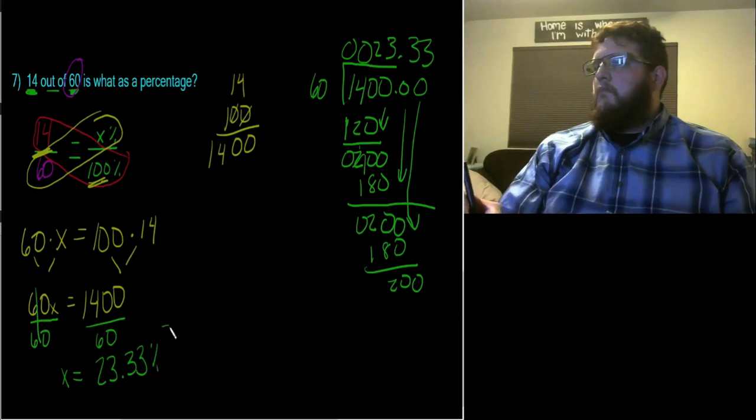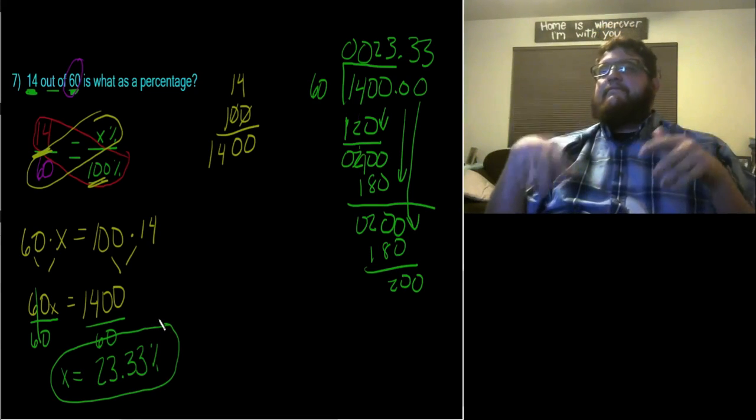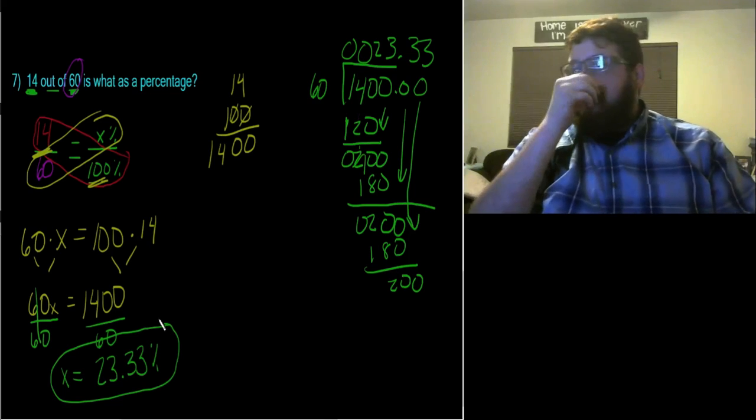14 out of 60 is 23.33%. And that's it. Alrighty. Now let's jump to number 8. Here we go.